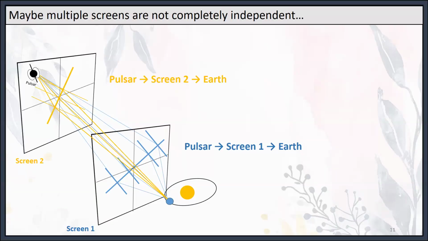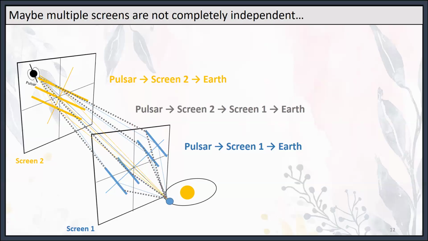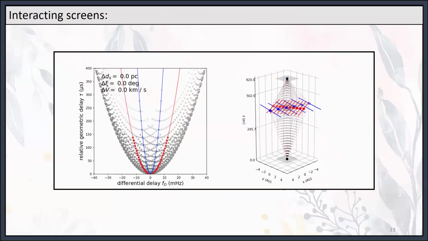So if you add another screen, you just say, oh, well, I'll just see another parabola there. But once you actually start to let these interact with each other, as in if you have emissions from the pulsar that get lensed by the first screen and then go to the second one, you can have very interesting things happen. And since you have a lensing model, you can predict what these things do.